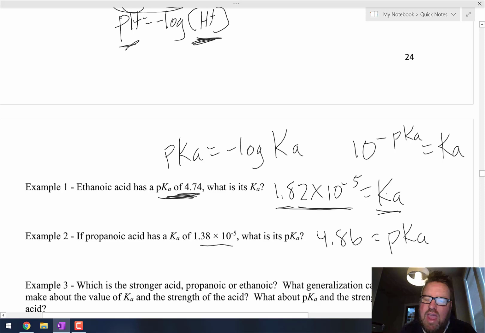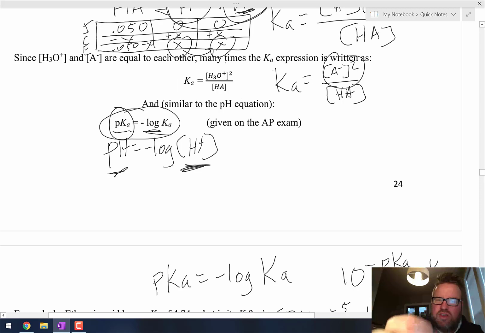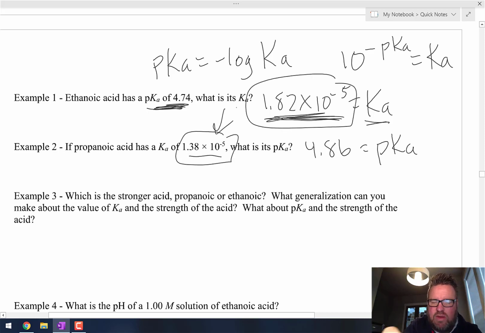And the larger the Ka value, remember the Ka value is nothing more than a comparison of the concentration of the products over the concentration of the reactants. The larger the Ka value, the stronger the acid is, the more that acid dissociates. So we can see here, based on this information, this Ka value and this Ka value, that this number is bigger than this number is. The 1.82 is a larger value. Therefore, that means that acid dissociates a little bit more. The ethanoic acid dissociates a little bit more than the propanoic acid does. So that means ethanoic is stronger.